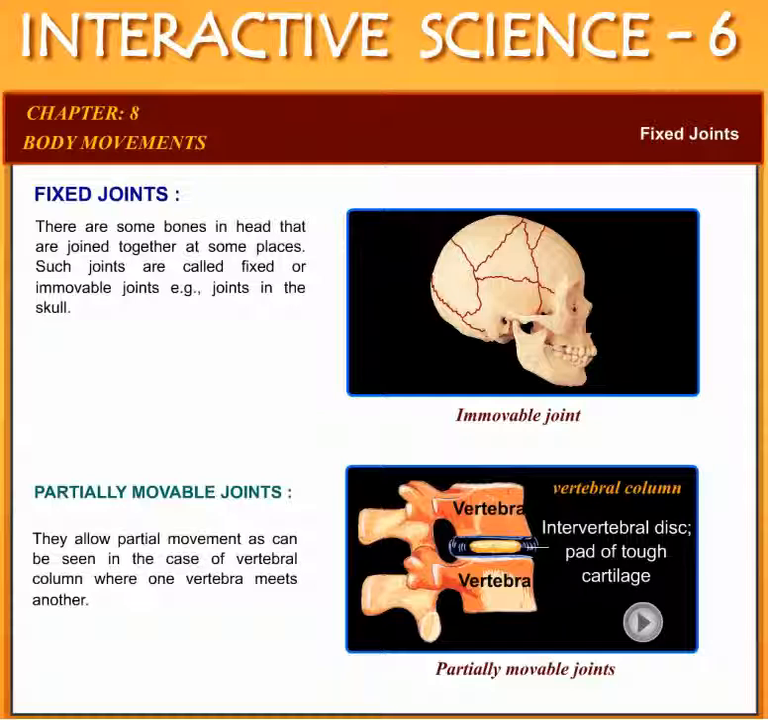Partially movable joints. They allow partial movement, as can be seen in the case of the vertebral column, where one vertebra meets another.